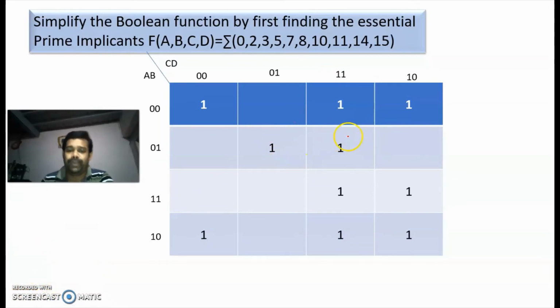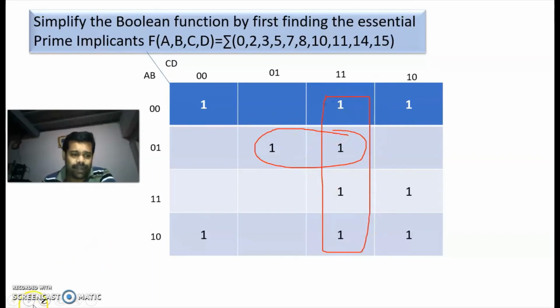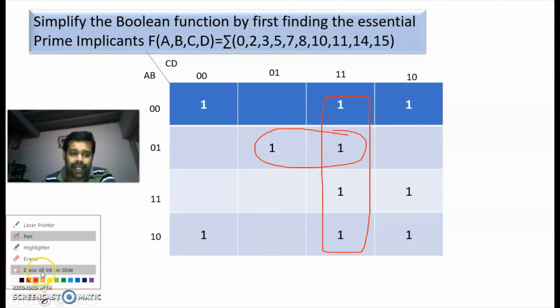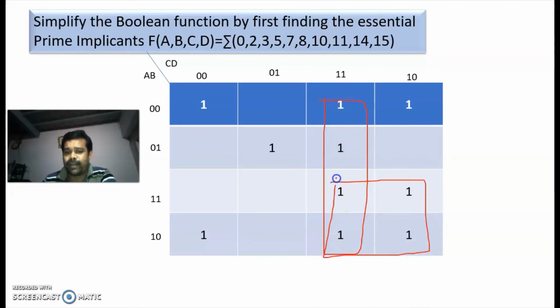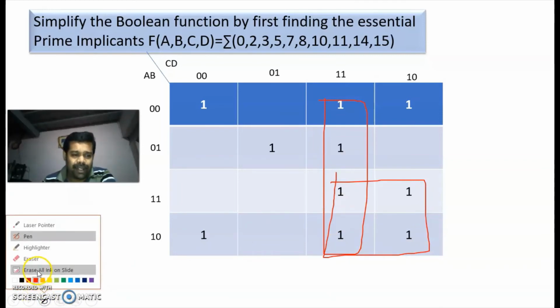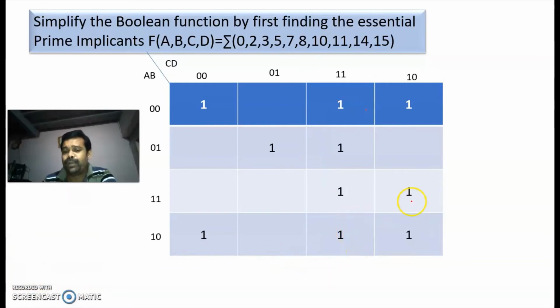Now you come to this one. This one, it can group in this way or it can group in this way. So there is no possibility for essential prime implicant for that min term. So each one is a min term. Now we will come to this one. This one also you can group in this way or you can group in this way. So there is no possibility of essential prime implicants.